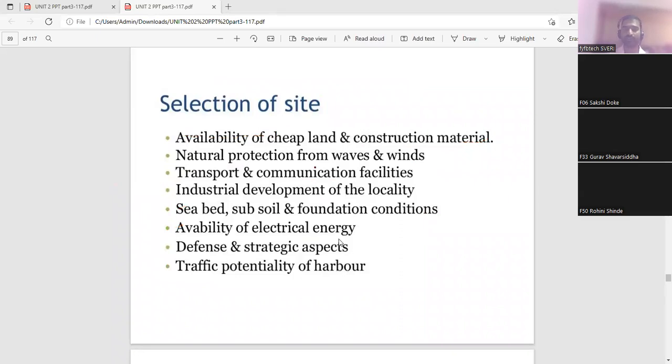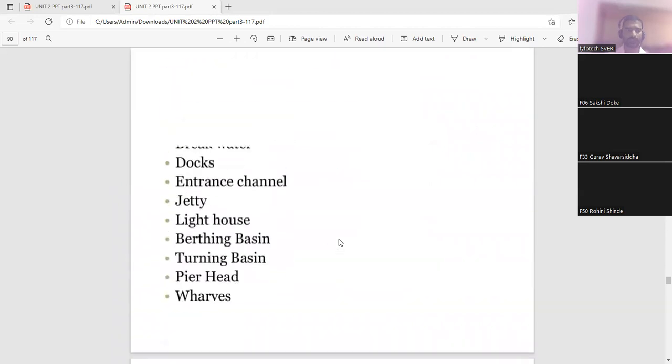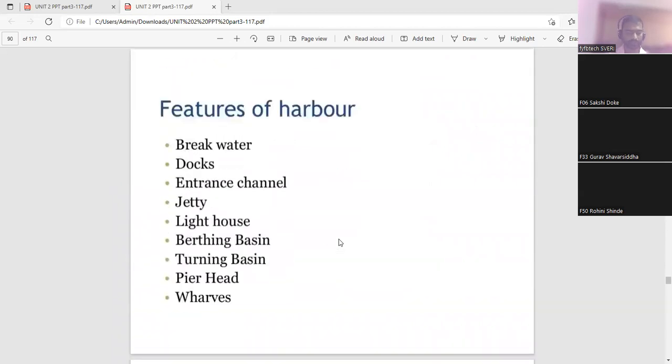These are the points you have to consider. Next, features of the harbor. So what are the features? Means what are the terms that come under the harbor? You have seen just now while discussing harbors, breakwater came up. What is that breakwater? Docks came up. What is a dock? Entrance channel, jetties, lighthouse, berthing basin, turning basin, pier head, wharves. You will see them one by one.